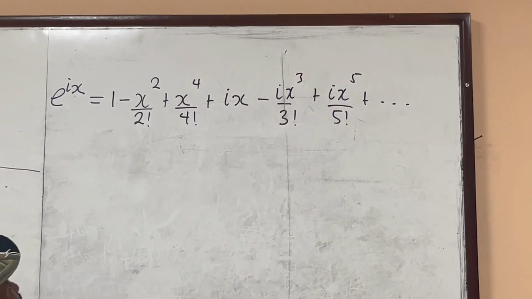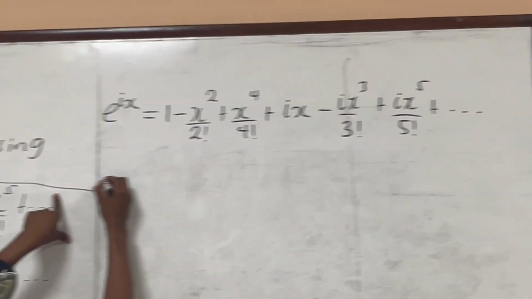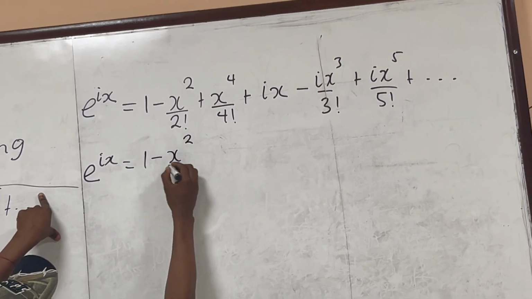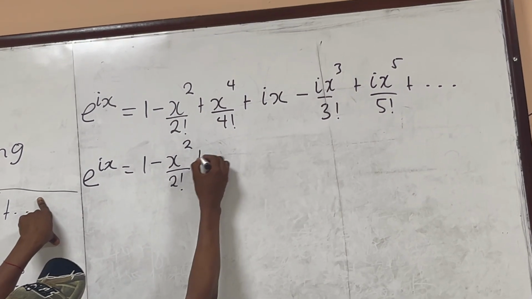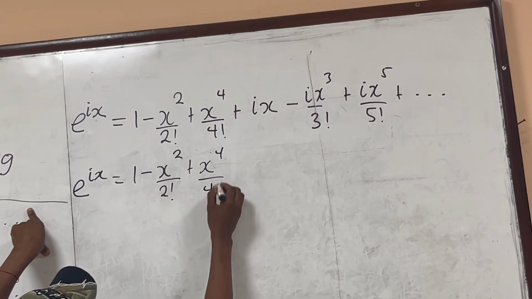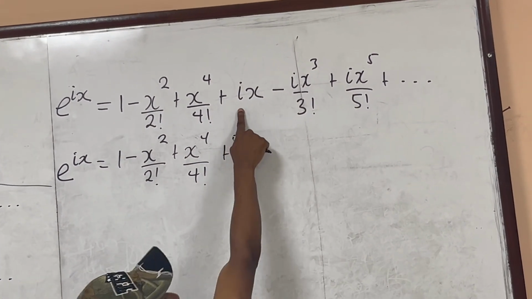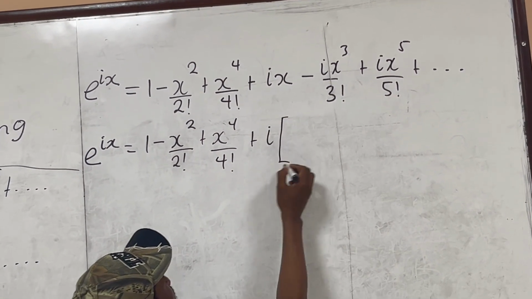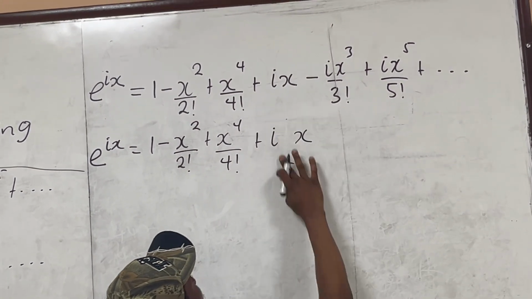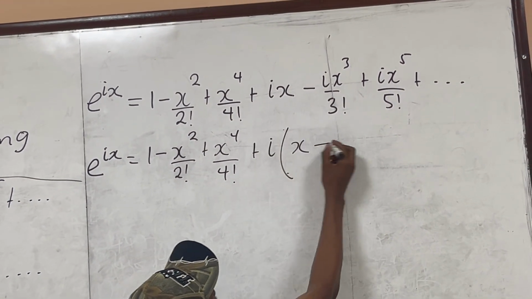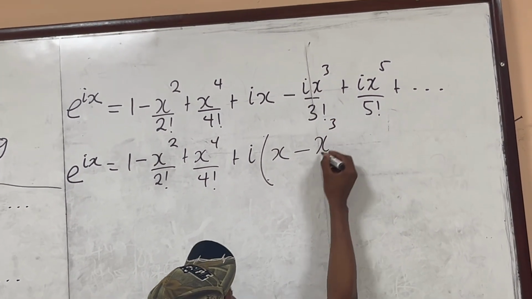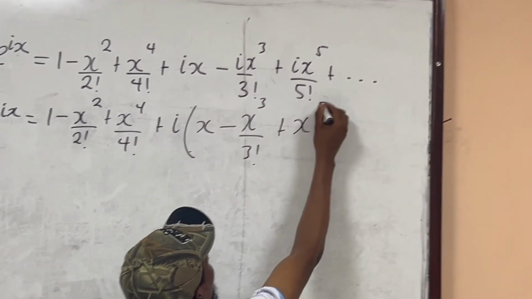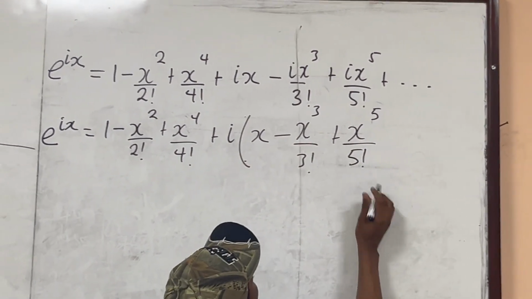So we have this, right? So we can do this. e to the power ix is equal to 1 minus x squared over 2 factorial plus x to the power 4 over 4 factorial. Then plus, we can see i and i, so we can factor i out. So I have i, then I have x here. Then I have x, then minus x to the power 3 over 3 factorial, then plus x to the power 5 over 5 factorial this way.